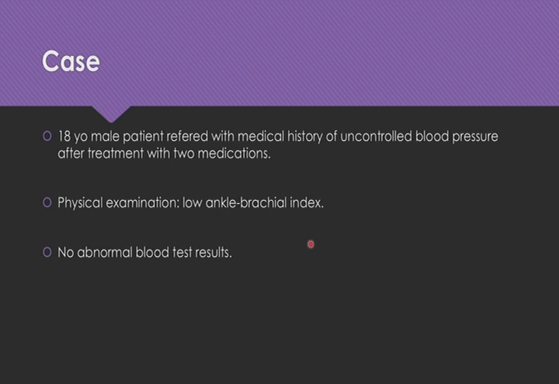This case is about an 18-year-old male patient who was referred with a medical history of uncontrolled high blood pressure despite treatment with 2 medications. On the physical examination, the clinician reports a low ankle brachial index, and no abnormal blood test results were reported.